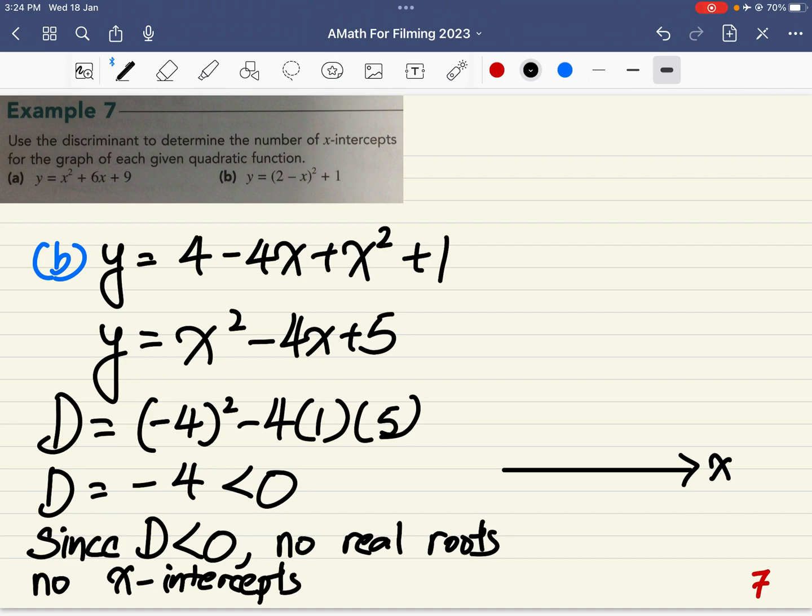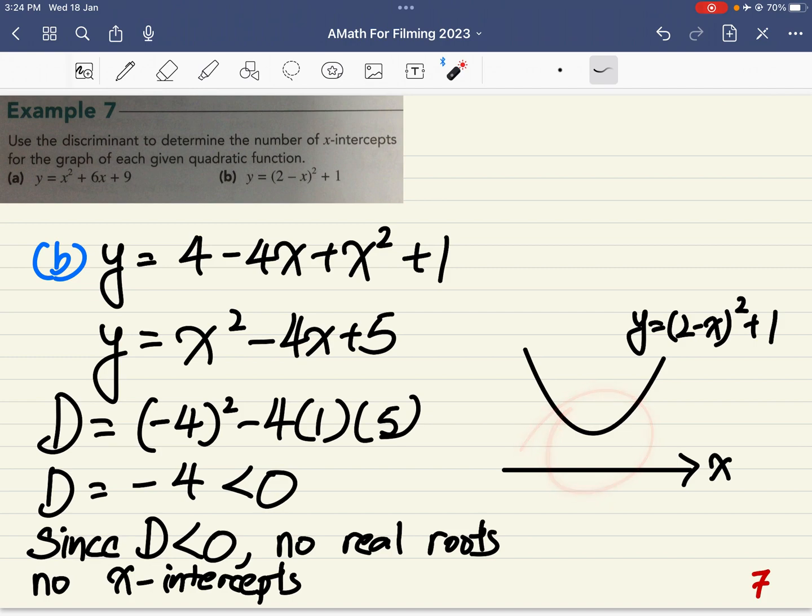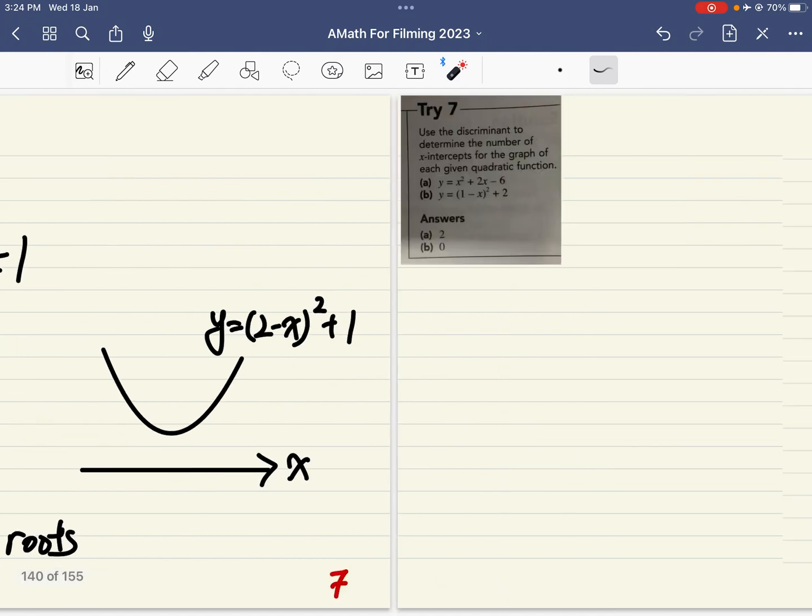If I were to ask you to sketch this, if you notice, my x squared is positive, so it's a smiley graph. So my graph will actually look something like this. y equals x minus 2 squared plus 1. Notice that it will not intersect the x-axis. There are no x-intercepts.